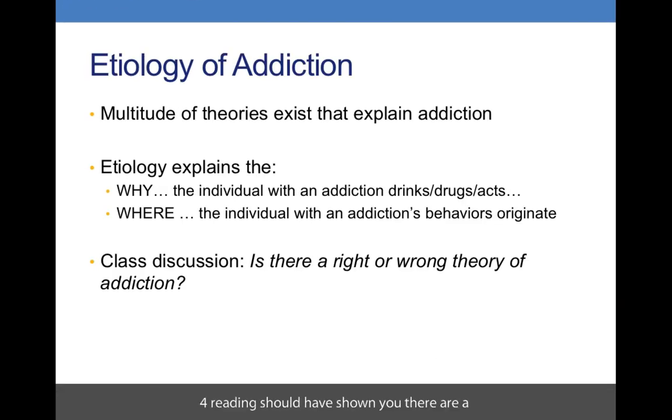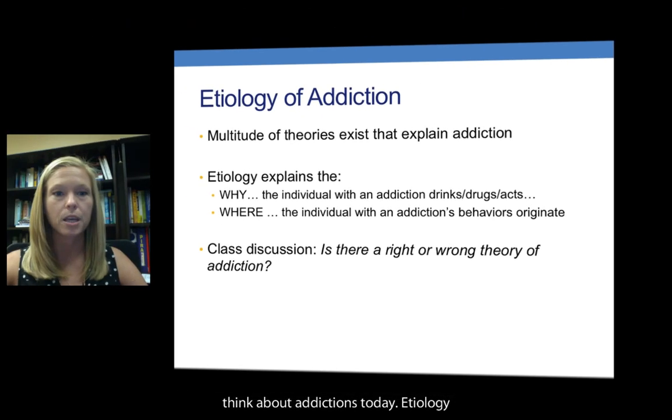As your Chapter 4 reading should have shown you, there are a multitude of models of addiction that exist today. These models have been created to help provide an explanation for why an individual uses an addictive substance or behavior and where the behavior originates from. The different models have an impact on the way a professional would work with an individual with an addictive disorder and have important implications for the way we as individuals think about addiction today.